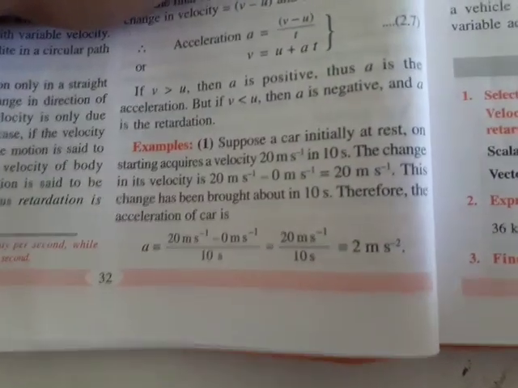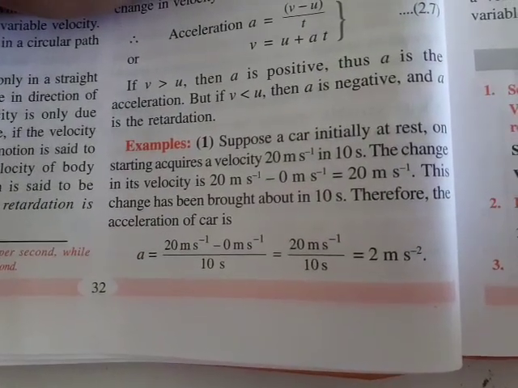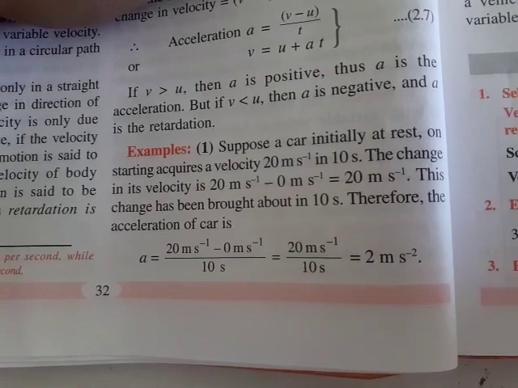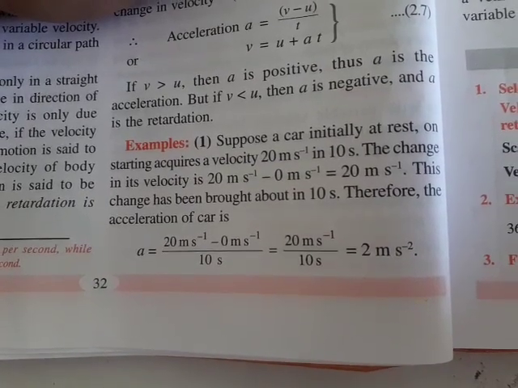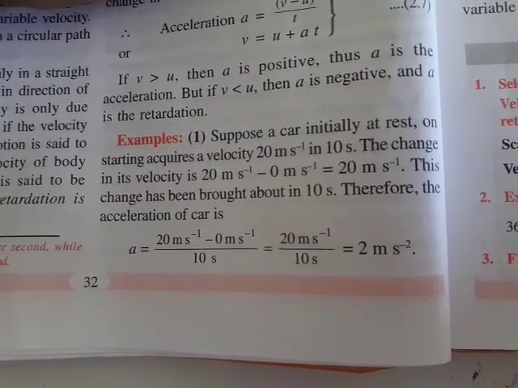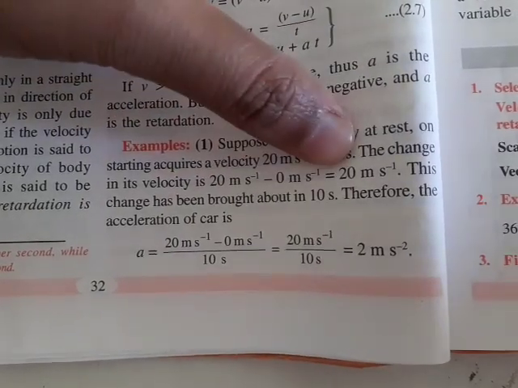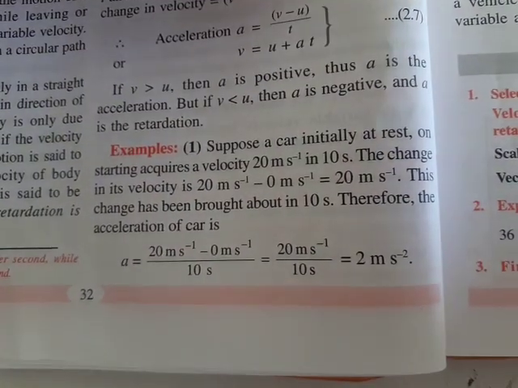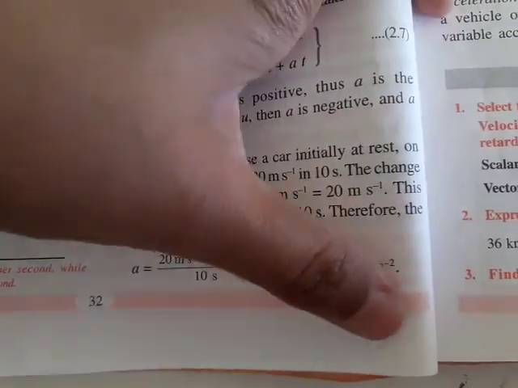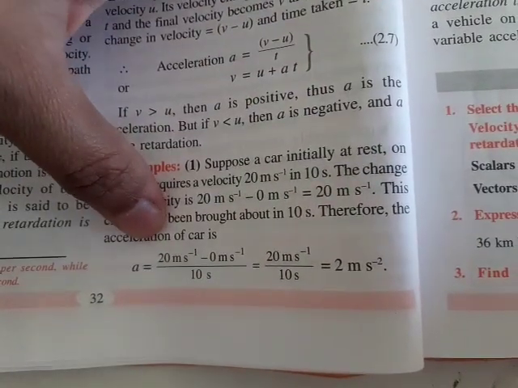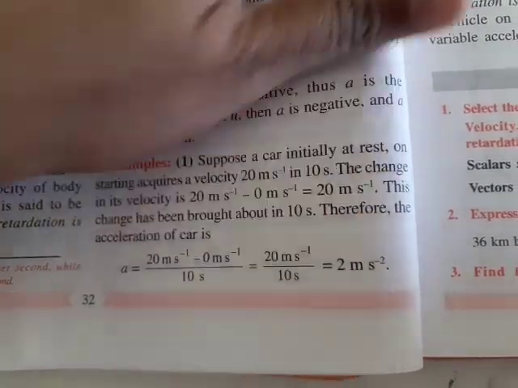In the same way they have given an example in your textbook. You will see that also. Suppose a car is initially at rest and on starting acquires a velocity of 20 meter per second in 10 seconds. The change in velocity is given by 20 minus 0, which is 20, and this change has been brought in 10 seconds. So 20 upon 10, 2 meter per second square.